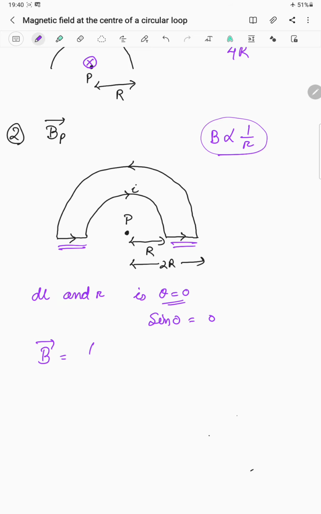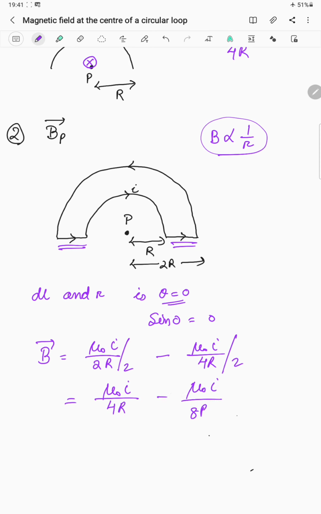How much? Mu naught I divided by 2R. But again you have to divide it by 2, because this is a semicircle. So minus mu naught I by 4R divided by 2. Again this is the outer semicircle, that's why divided by 2. So this comes out to be mu naught I by 4R minus mu naught I divided by 8R. That comes out to be mu naught I by 8R.